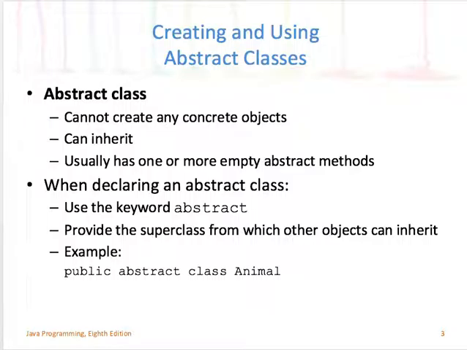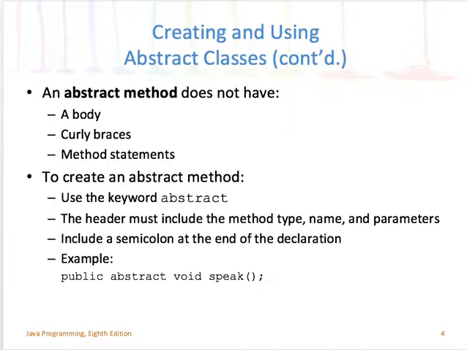Abstract classes cannot create concrete objects. They can be inherited, and usually have one or more empty abstract methods. When declaring an abstract class, use the keyword abstract, obviously. You provide a superclass from which other objects can inherit. For example, you type in public abstract class and then whatever the class is: Animal, Vehicle, Football, or Sports, etc.